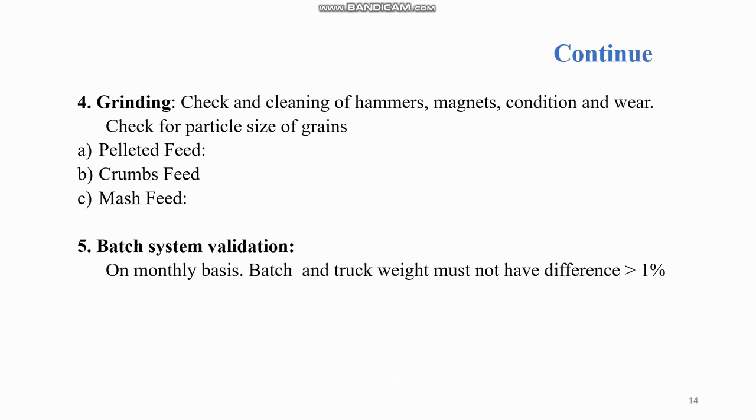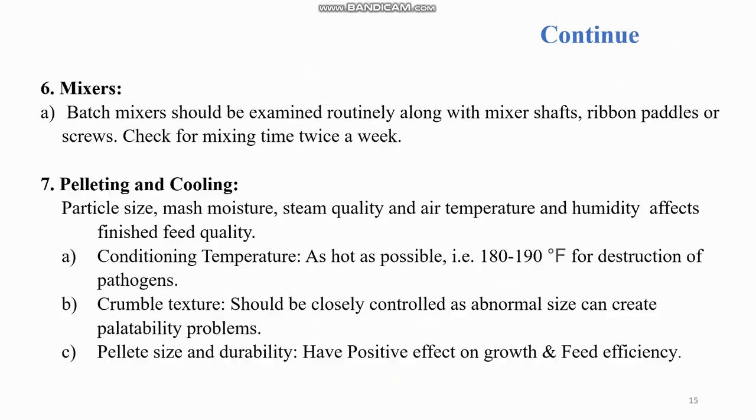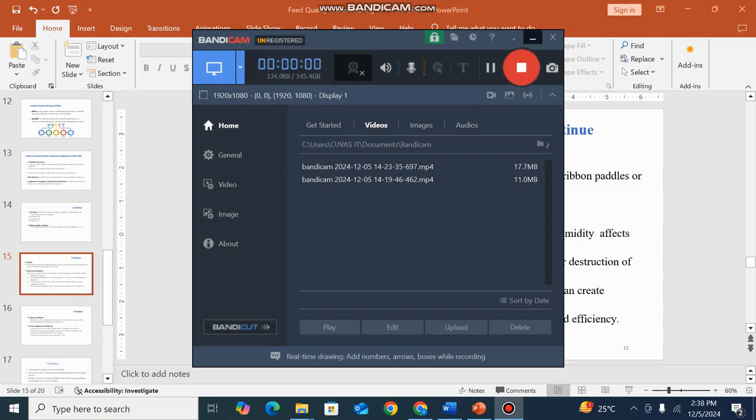Then is the grinding: check and clean the hammers, magnets, conditioners, and every wear and tear in the feed mill. Check for particle size of the grain, pelleted feed, crumbled feed or mash feed. You have to check the grain size also. Batch system validation. On a monthly basis, batch and truck weight must not differ by more than 1%.